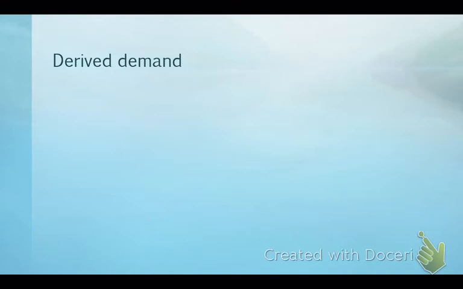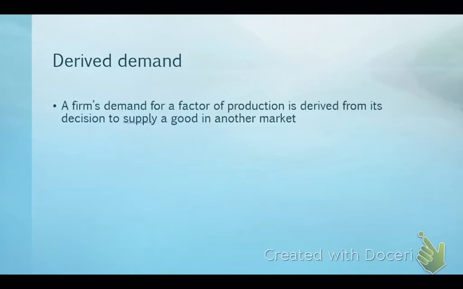Derived demand. Derived demand is the concept that a firm's demand for a factor of production is derived from its decision to supply a good in another market. Don't make it more complicated than it is. It's saying what happens in the product market affects demand in the factor market, right? If prices of something in the product market go up, what do you think is going to happen to demand for a factor in the factor market? It's going to go up, right?